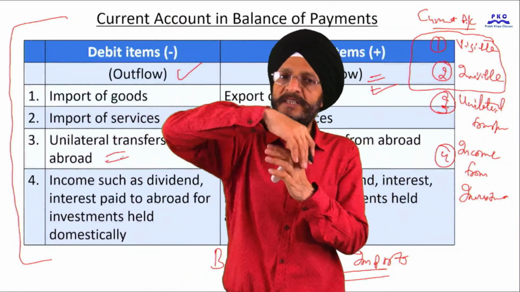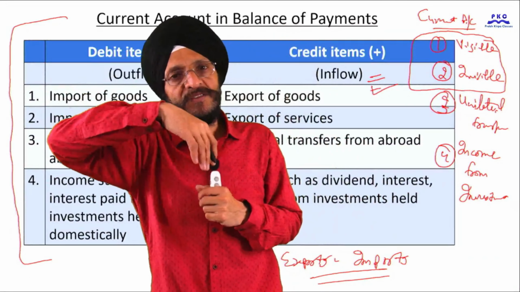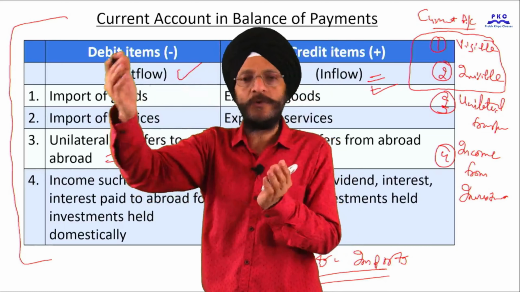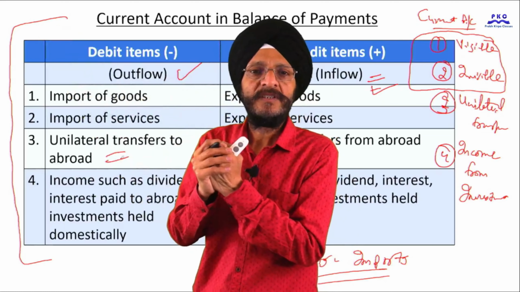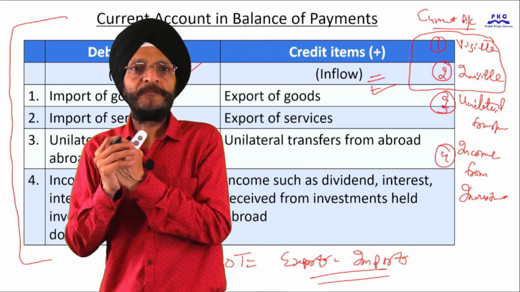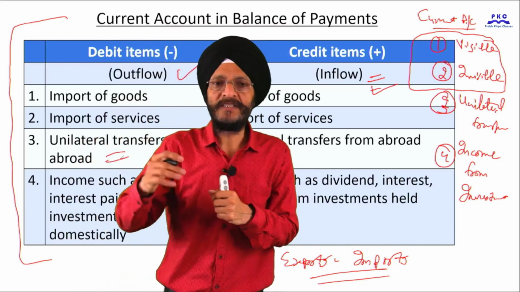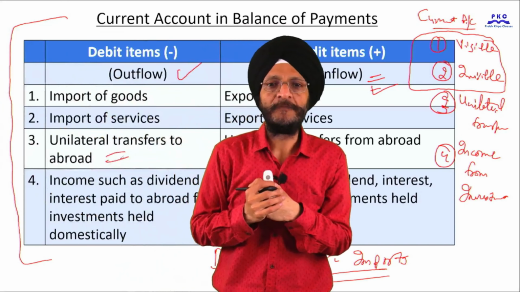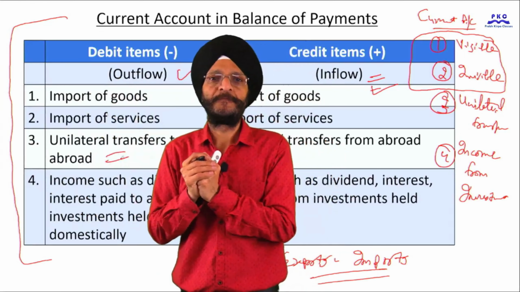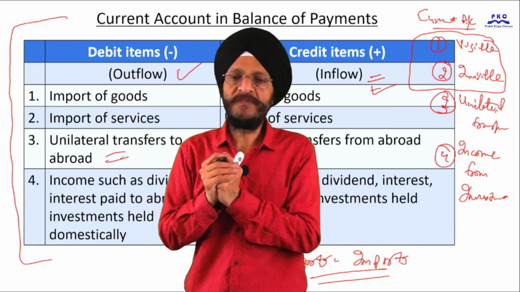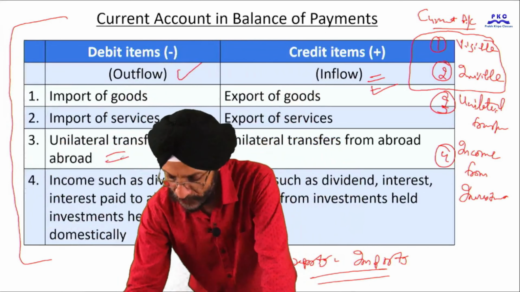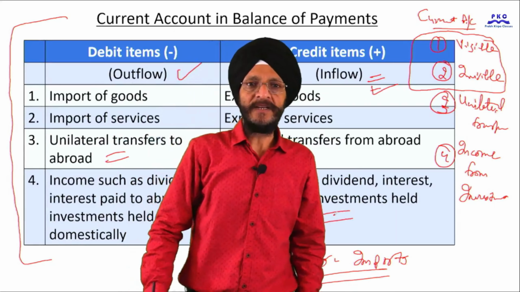If we give, it is unilateral transfer. When we give unilateral transfers, there is outflow. When we receive unilateral transfers from abroad, it is recorded on the credit side because foreign exchange comes into our country. When we receive income on investments in the shape of dividend, interest, etc., there is inflow, so they are recorded on credit side.